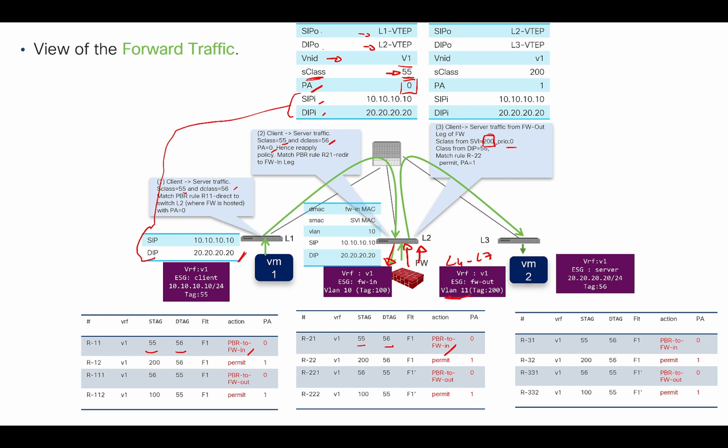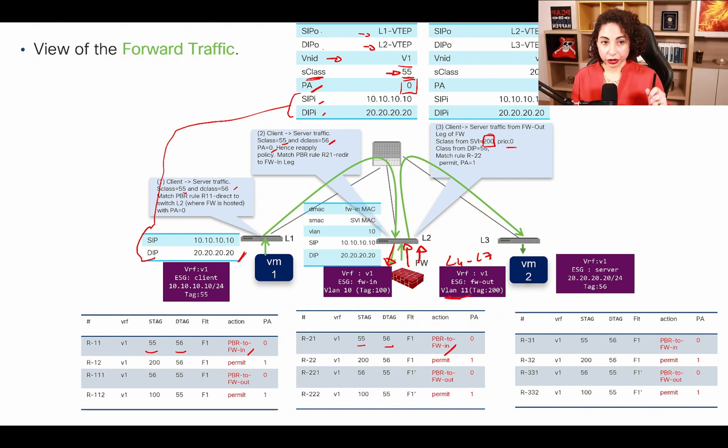So now we are going to check the policy again, and this time the policy that we will be checking is the policy from 200, this time no longer from 55, this time from 200 to 56. What is the policy that we need to apply? And this time it is a permit. So, okay, since it is a permit, the policy applied is 1. So the traffic will go from leaf2 to leaf3.